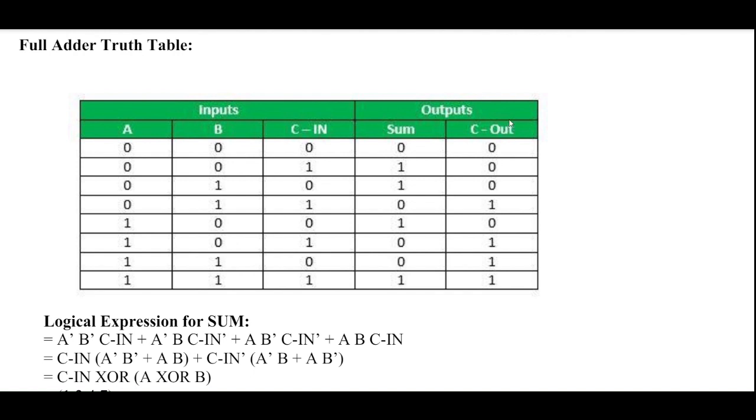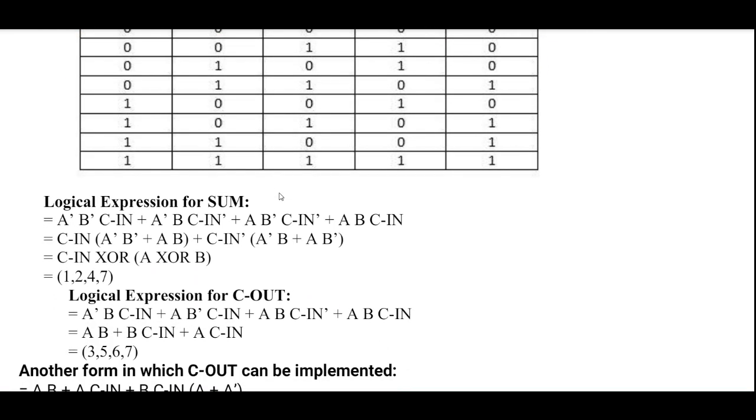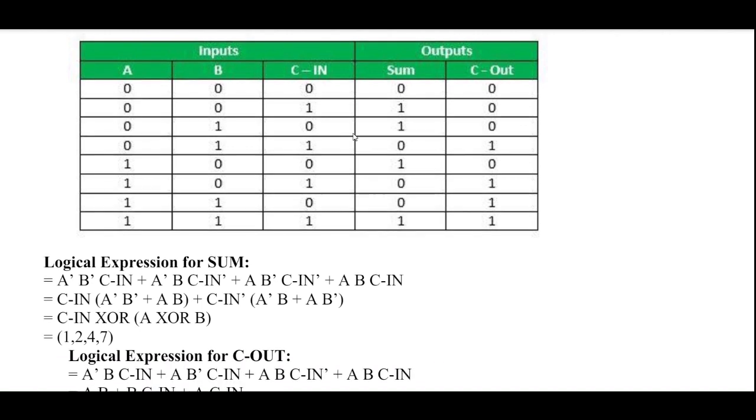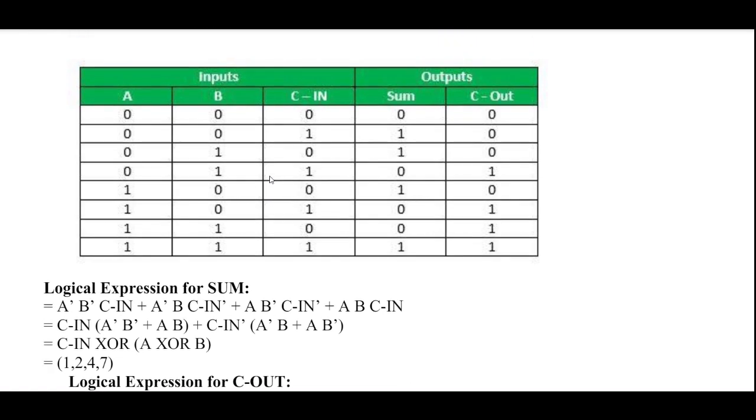Then after that you have to find the logical expression for sum. The logical expression for sum can be taken from the truth table itself, or you can use a K-map. If you have a truth table, you can take it from there, no problem. It can be further simplified using a K-map, but for half adder and full adder, as we are constructing using gates, it is easier when you do it with the truth table only.